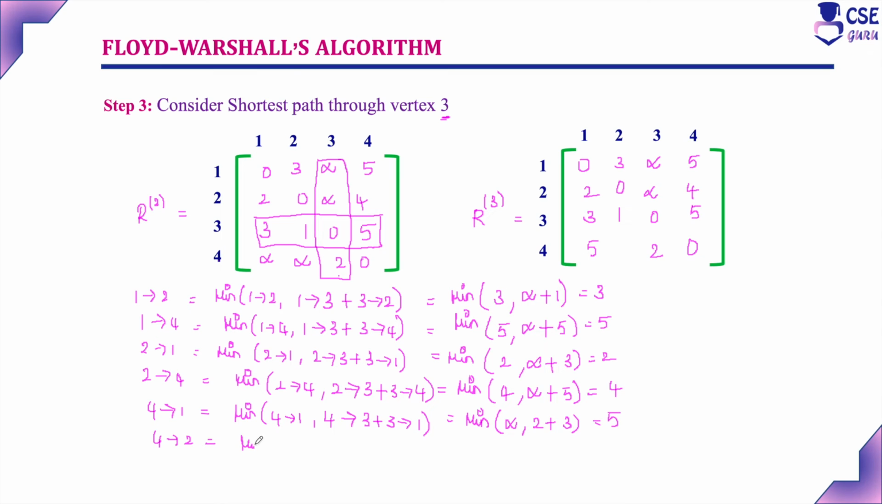Next 4 to 2, minimum of 4 to 2, comma, through the vertex 3. So 4 to 3 plus 3 to 2. So 4 to 2 already the value is infinite. And 4 to 3, if you are considering, the value is 2 plus 3 to 2 value is 1. So the shortest distance we will get is 3. So R of 3 is the new matrix we have found by considering the intermediate vertex 3.